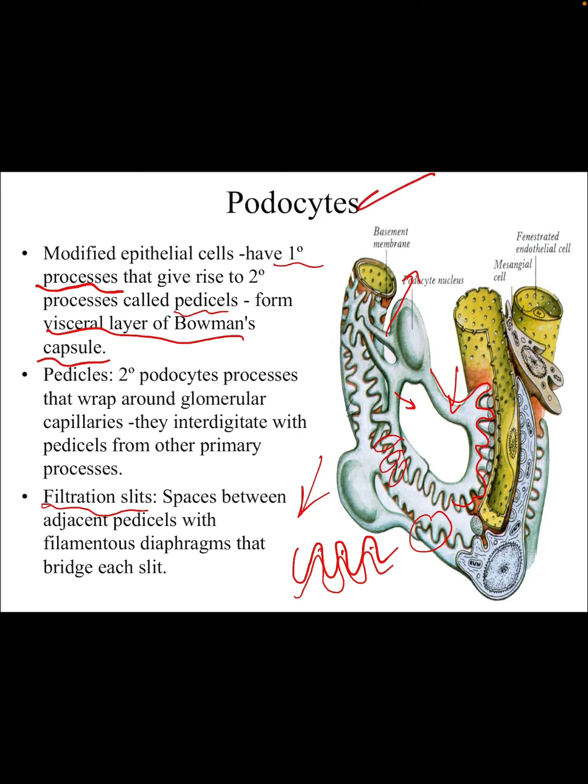So we have the podocyte. The podocyte is the modified squamous epithelium of the visceral layer. As I said, they have primary processes and they have secondary processes. The interdigitation leads to formation of the space. This space, like this one we can see here, is called the filtration slits.